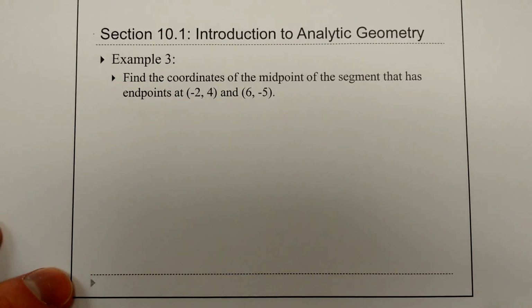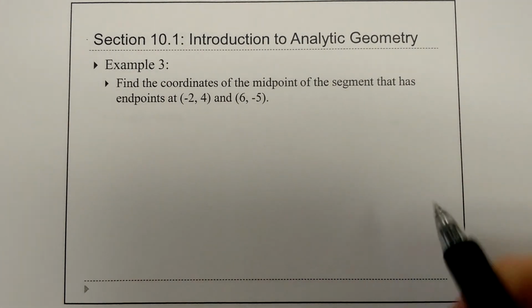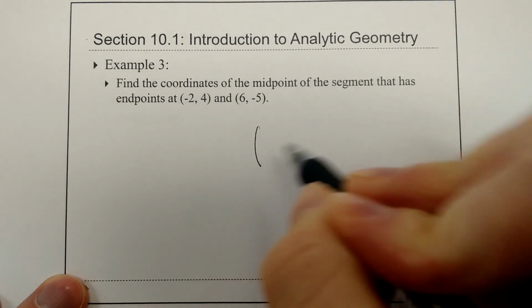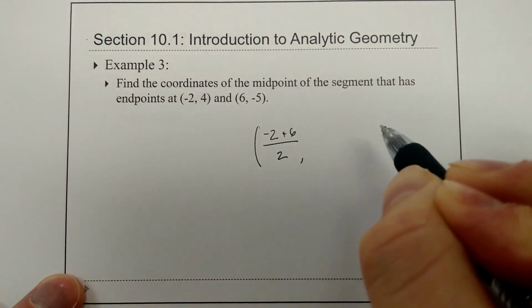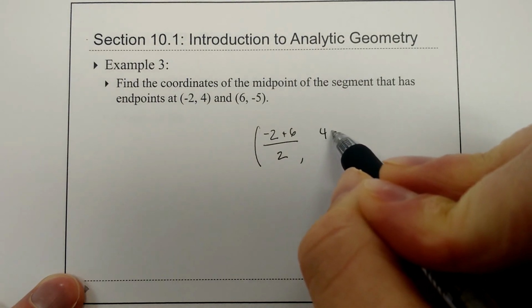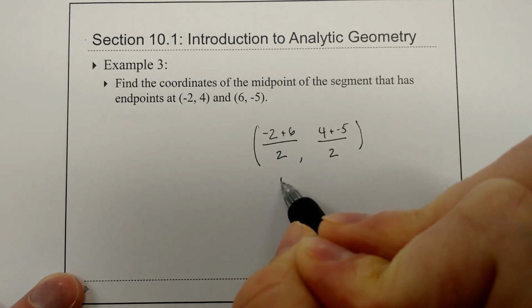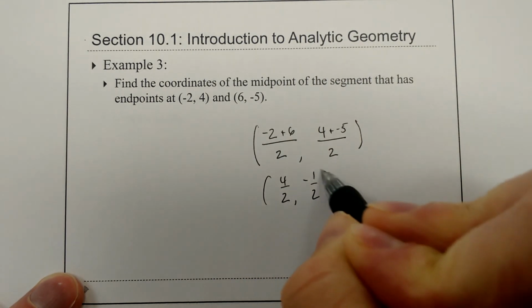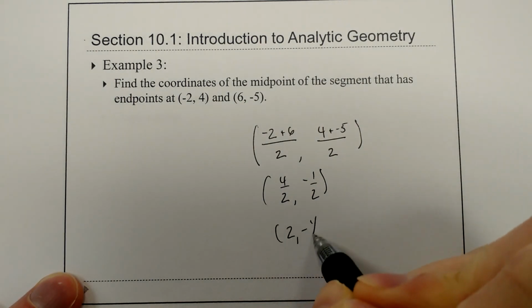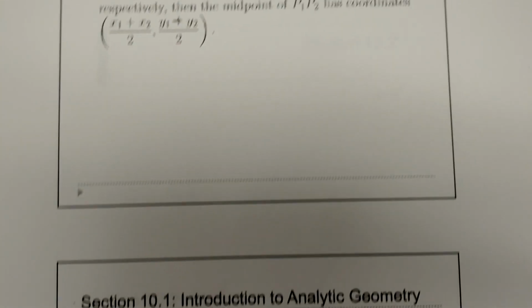All right. So here's our third example, find the midpoint of negative 2, 4, and 6, negative 5. So it's going to be x1 plus x2 divided by 2, y1 plus y2 divided by 2, so that's 4 over 2, comma, negative 1 over 2, so that is the point 2, comma, negative 1/2, and that would be the midpoint. And that's the end of the section.